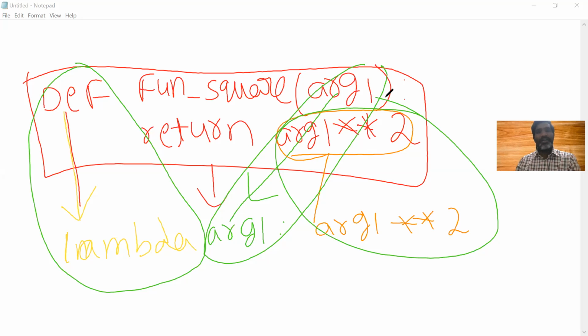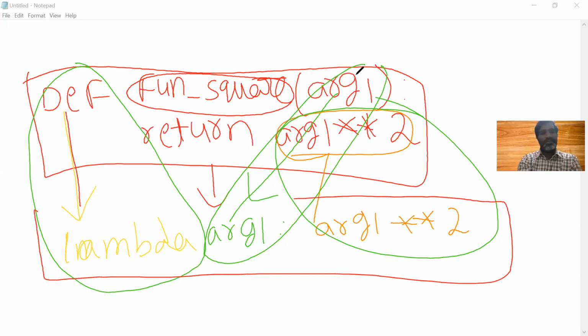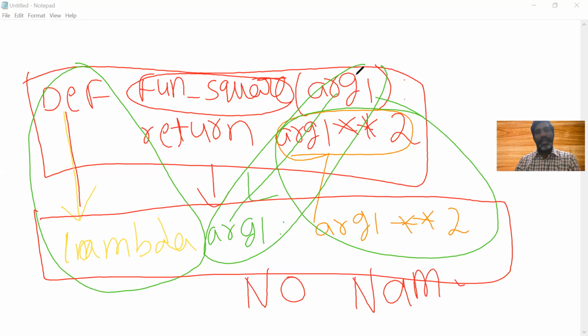What is missing here? We are mainly missing one thing, that is the function name, function underscore square. Whatever we have here, I am not defining anywhere. This is called a lambda function. There is no name we are specifying here. As we are not specifying any name, it's called an anonymous function. This anonymous function we are creating using the keyword called lambda. So it's called lambda functions.